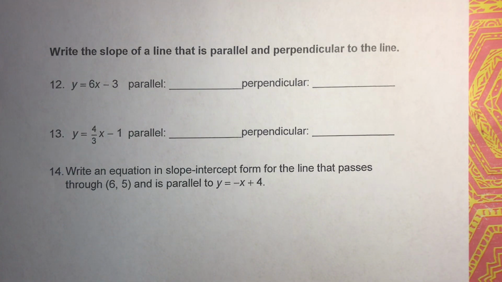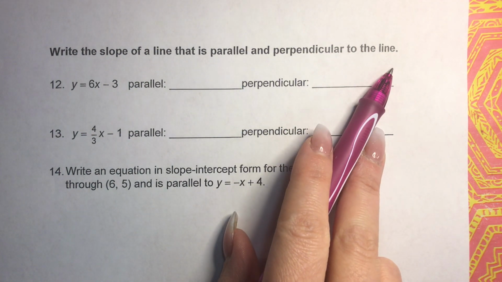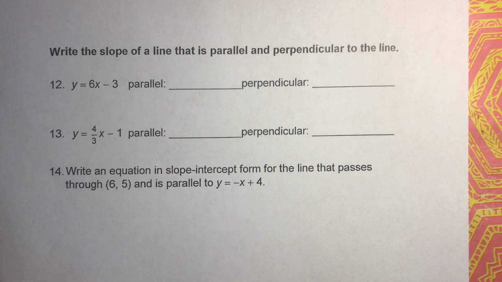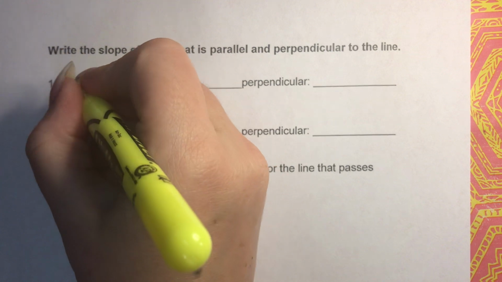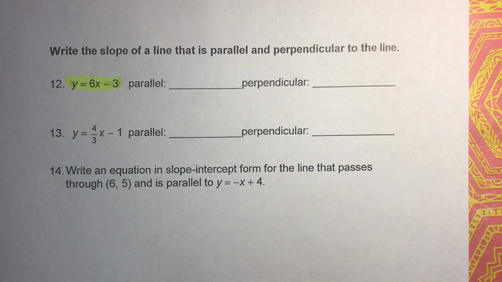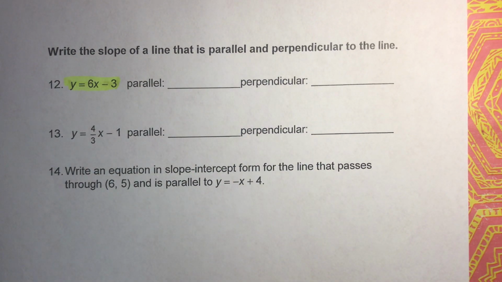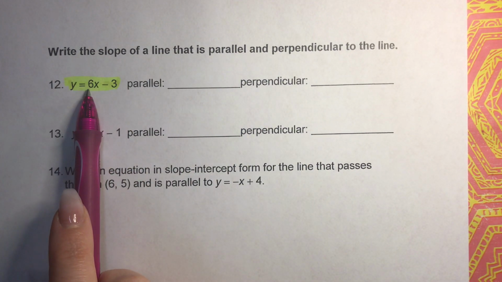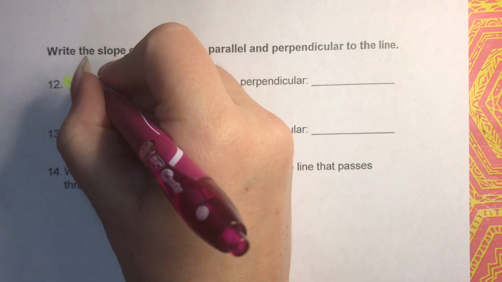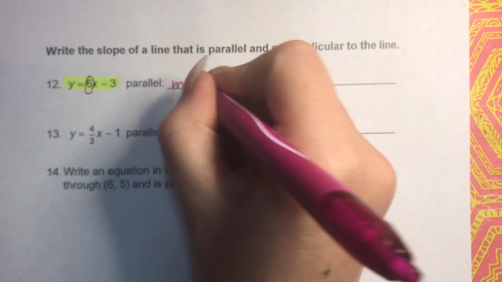So what we're going to do here is write the slope of a line that is parallel and perpendicular to the line. So we have a line here. It's nice because it's in slope-intercept form, so y equals mx plus b. So we have to write the slope of a line that is parallel and perpendicular. So one that is parallel, right, if the slope is right here, parallel would be the same slope.